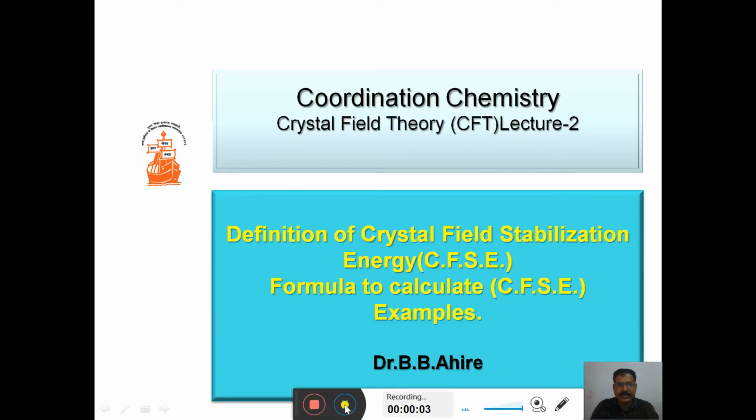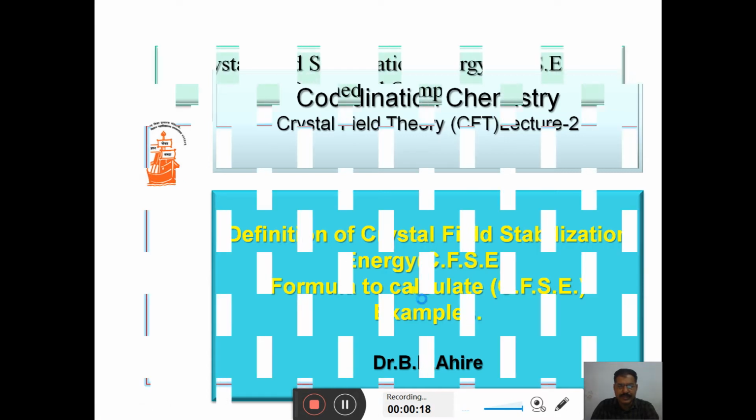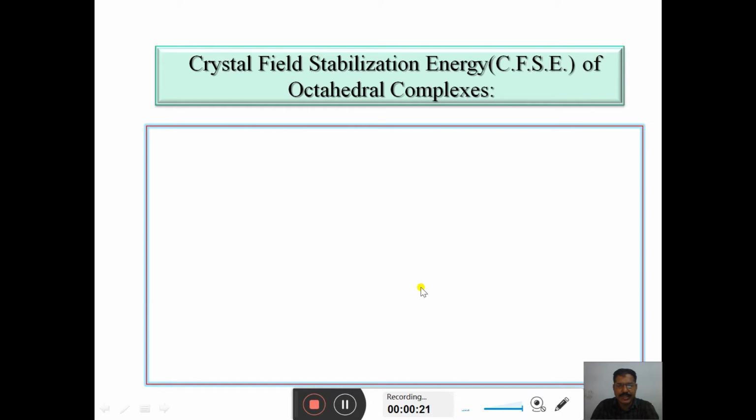Hello friends, let us start coordination chemistry, crystal field theory. In that, we will learn the definition of crystal field stabilization energy, CFSE, and the formula related to calculating the crystal field stabilization energy and some examples. Now, crystal field stabilization energy of various complexes like tetrahedral, octahedral and square planar complexes. Let us start with the crystal field stabilization energy of octahedral complexes.